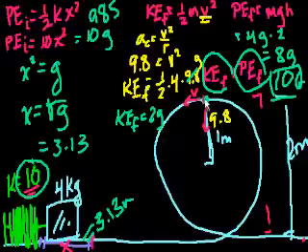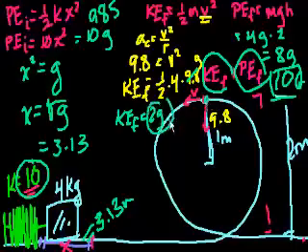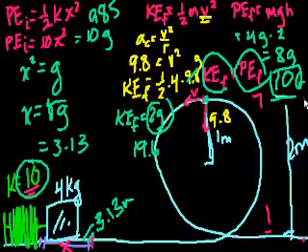And so if we wanted to think about it, what's the kinetic energy at this point? Well, we figured out it was 2 times g, so it's like 19.6 joules. And then at this point, it is 98 joules. Right? Did I do that right?